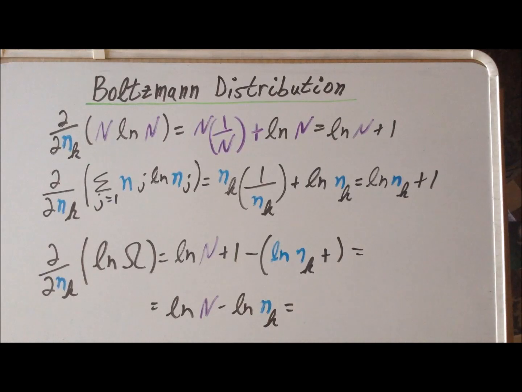And we can use the properties of logarithms to write this more succinctly as minus the natural log of little n sub k over big N. So after all this work, we've found the derivative of the natural log of omega part. We still have those two more terms to work on.